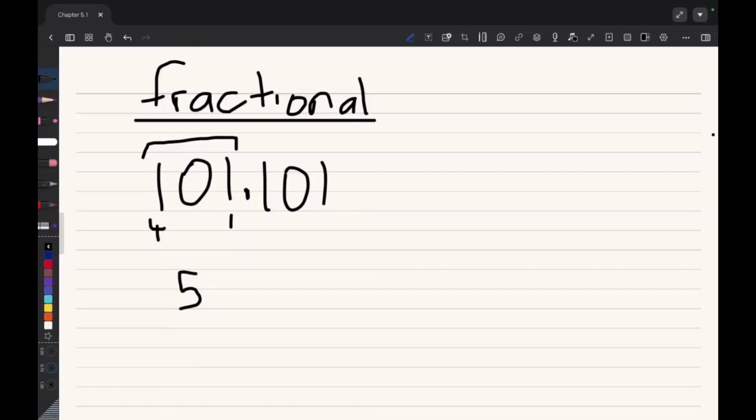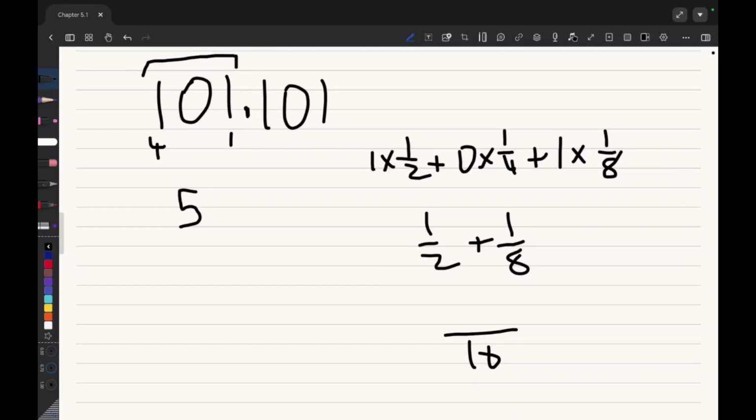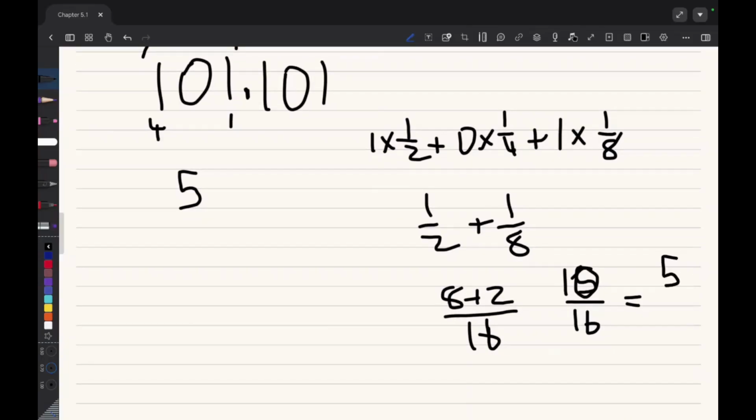Right here. And then this 1, 0, 1 right here is going to be 1 times a half plus 0 times 1 over 4 plus 1 times 1 over 8. Now let's see, 1 over 2 plus 1 over 8 is going to be 8 plus 2, which is 10, over 16. Then it's going to be 10 over 16. Then divide by 2. It's going to be 5 over 8.